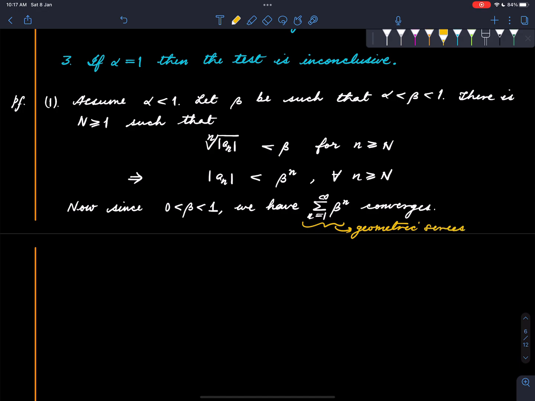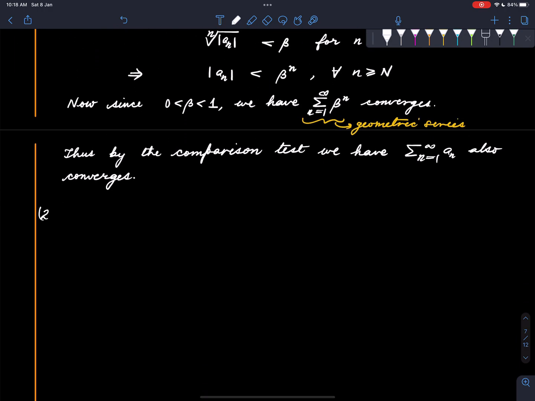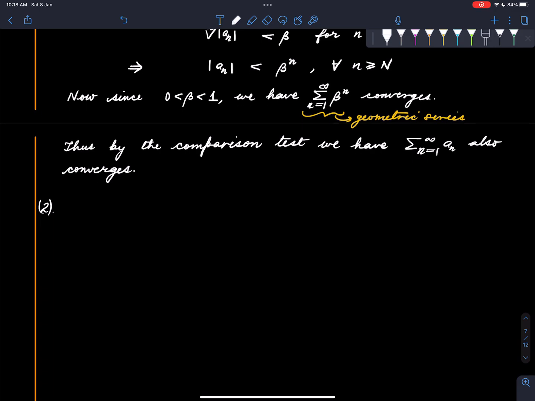So that thing converges, and therefore now by the comparison test, the second version of the comparison test that we just discussed, we have this series also converges. Okay, so that proves 1. Now let's prove 2. So assume alpha greater than 1.